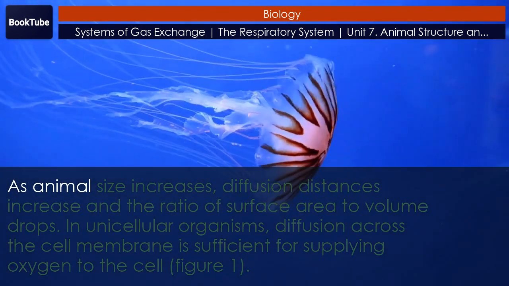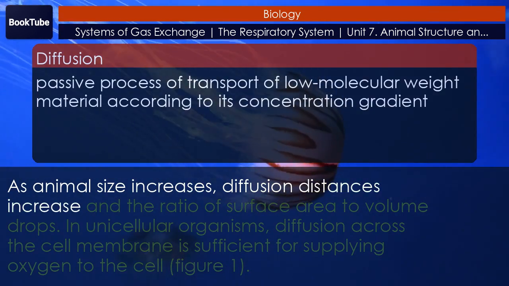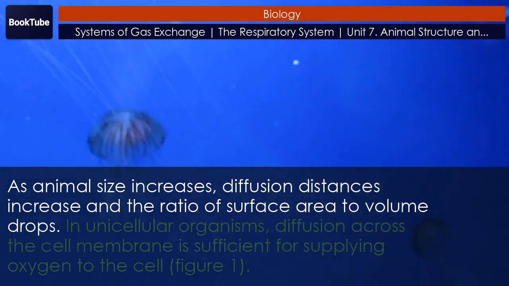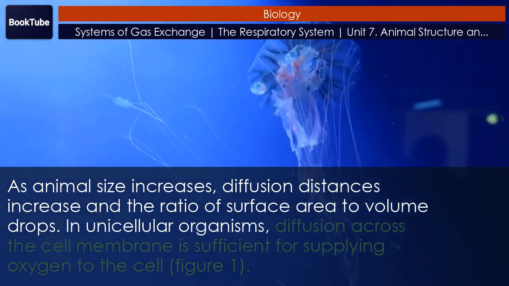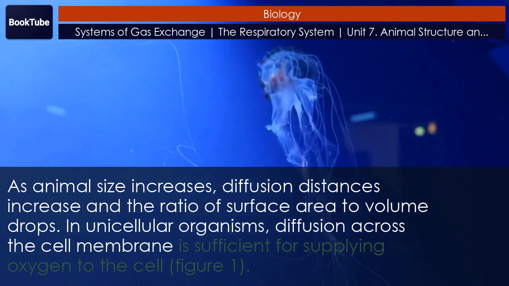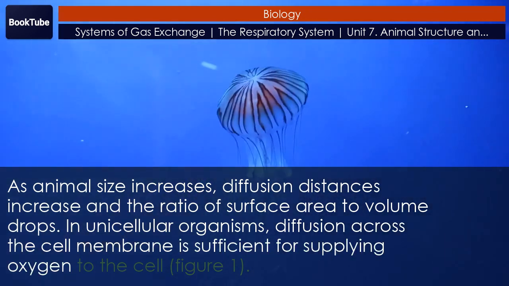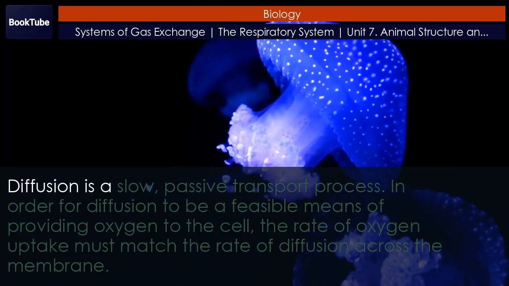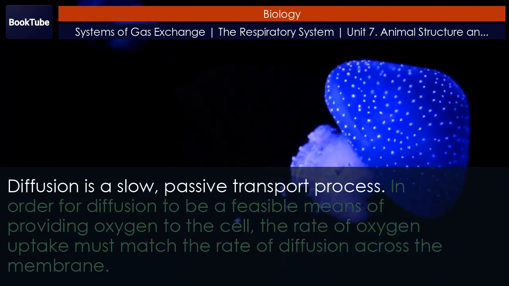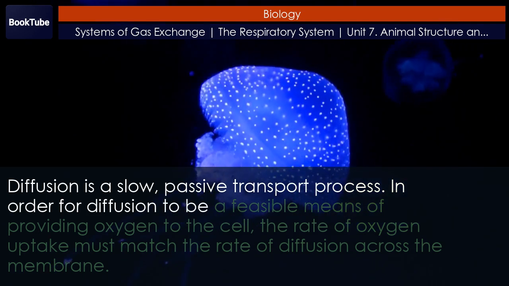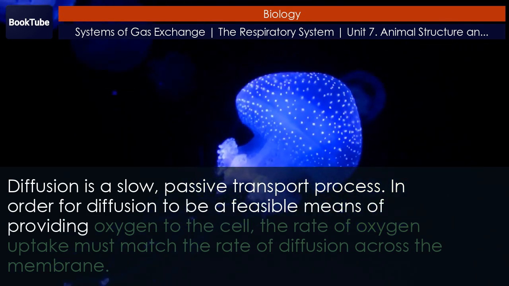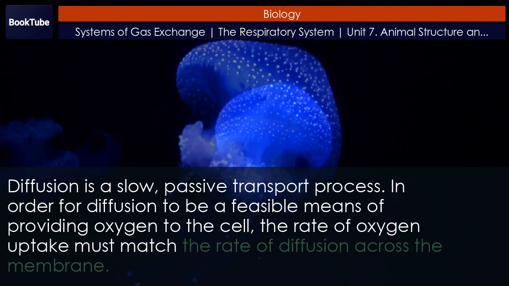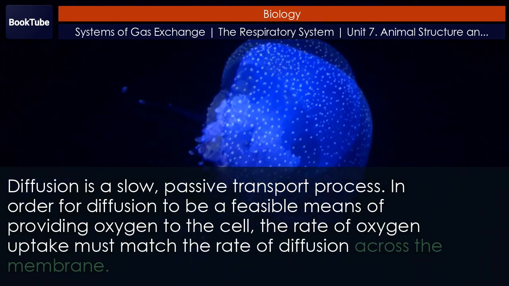As animal size increases, diffusion distances increase and the ratio of surface area to volume drops. In unicellular organisms, diffusion across the cell membrane is sufficient for supplying oxygen to the cell. Figure 1. Diffusion is a slow, passive transport process. In order for diffusion to be a feasible means of providing oxygen to the cell, the rate of oxygen uptake must match the rate of diffusion across the membrane.